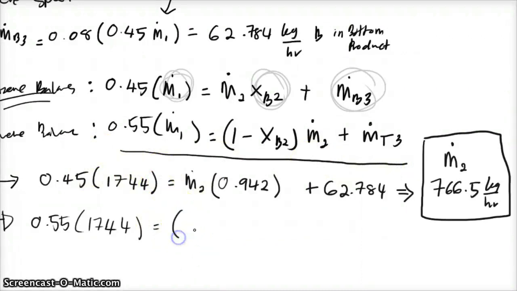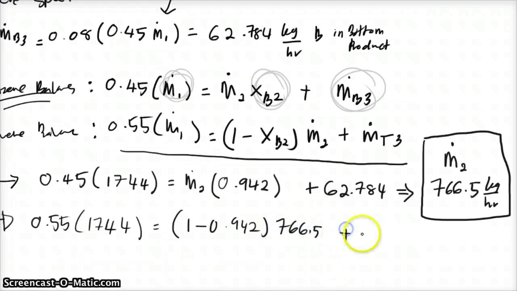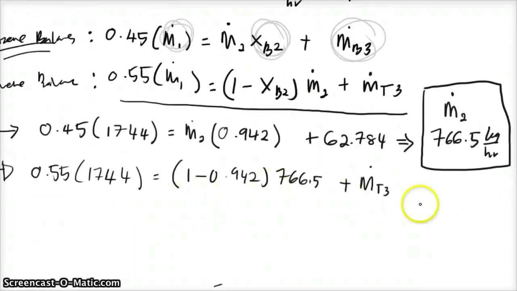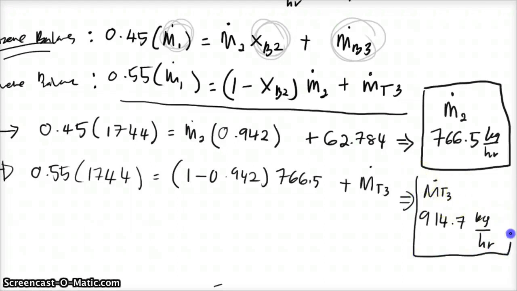So 1 minus 0.942, because this is XB2, times M2. We just found out the M2, so 766.5 plus MT3. Yep. So solving the equation, the MT3 value is 914.7 kilogram per hour. So that's MT3.